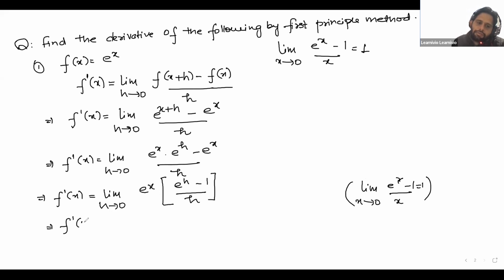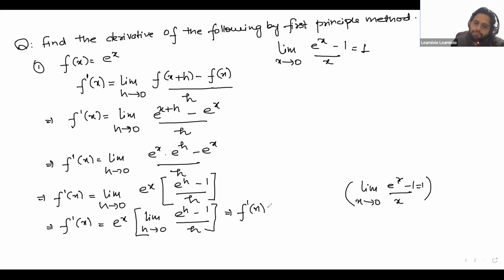So what will happen? f dash x is equal to, we will put the limit over here, so this is e to the power x times limit h tends to 0, e to the power h minus 1 by h. So f dash x is equal to exponential into 1, which equals exponential e to the power x. So this is the final answer. We have already used this formula in our question: the direct formula that the derivative of exponential is again exponential, and this is the proof of it.